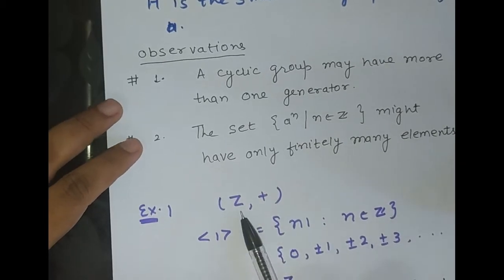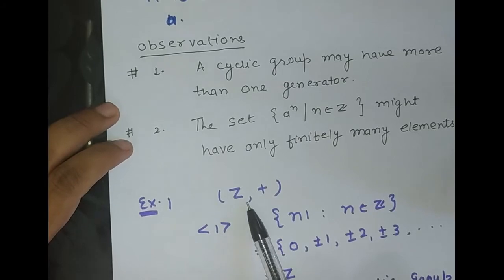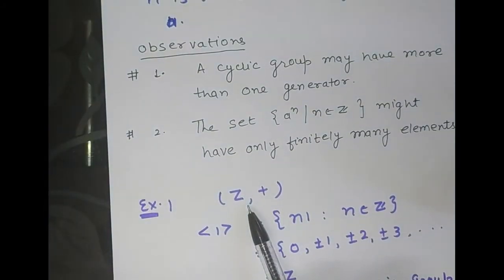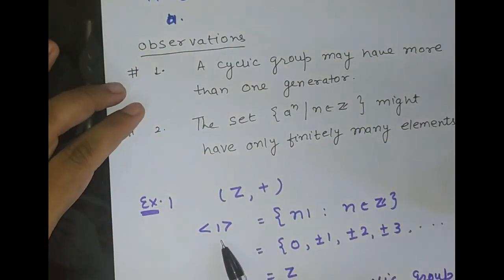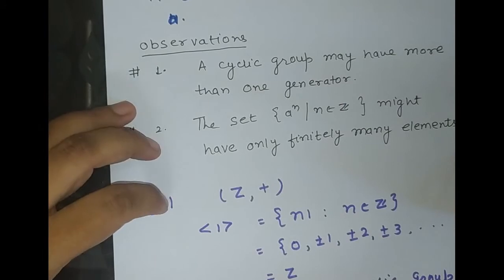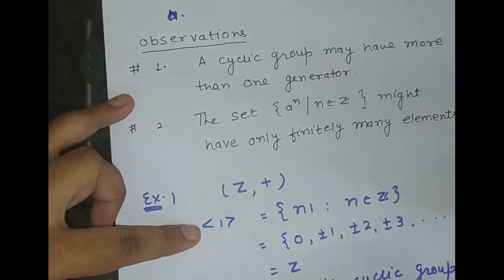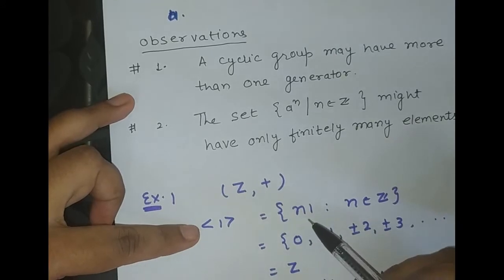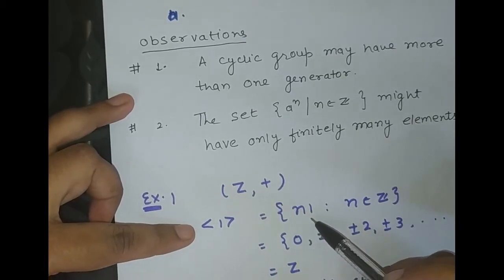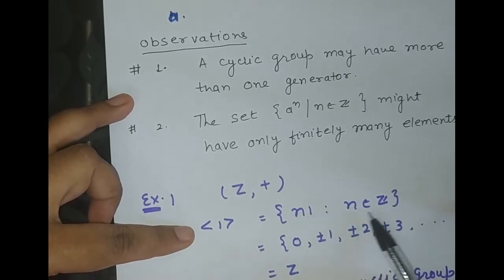Our first example is the integers. We know that the integers form a group under addition. Now, what about the generator? We have to prove this Z is a cyclic group. One is the generator of this Z. According to the addition operation, nA, where A is equal to 1, so n into 1, where n belongs to Z.